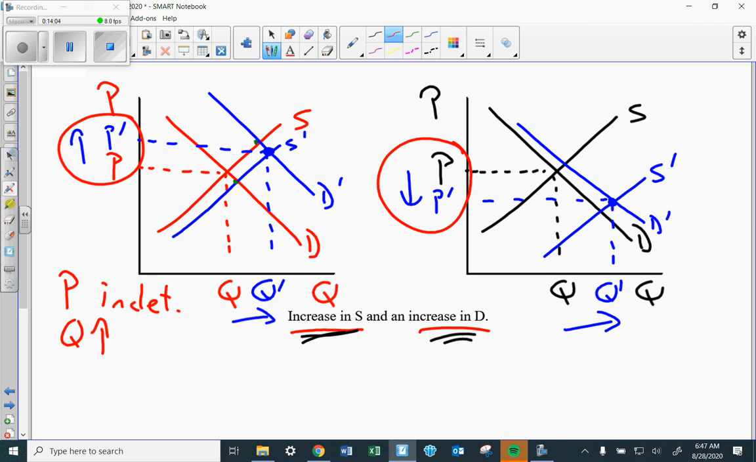If the news media comes out and says this is what's happening right now, we don't know how big of an effect it's going to be. So you can only look afterwards to determine what really happened. So anytime you shift two curves, one of them will be indeterminate.